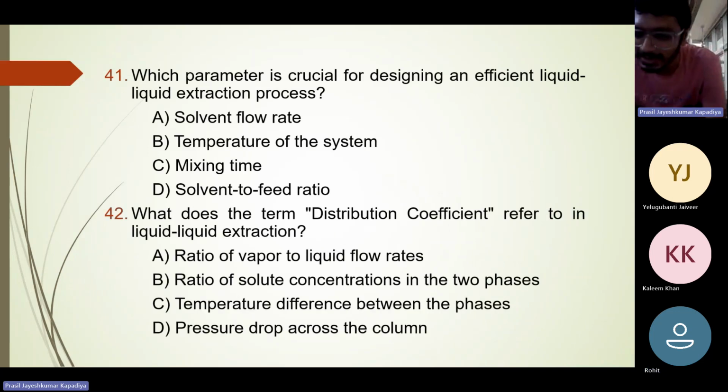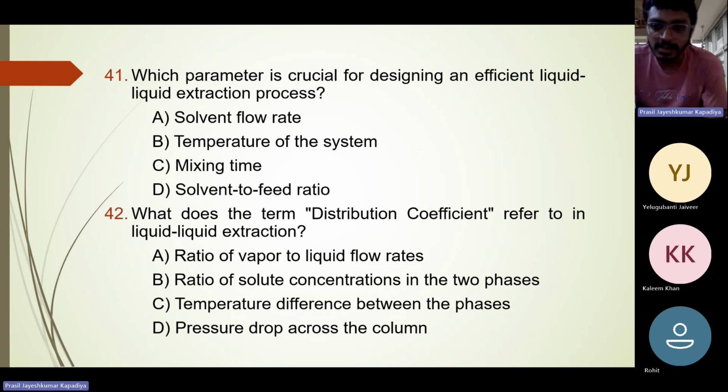So let's just understand that we have A and B. A is some solute, B is solvent. Let's say A and water, and we have solvent B. So I want to separate A from water using solvent B. So what should I do? We use liquid-liquid extraction.